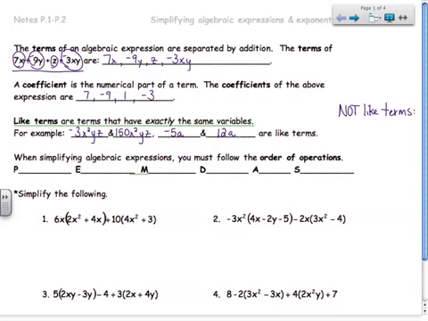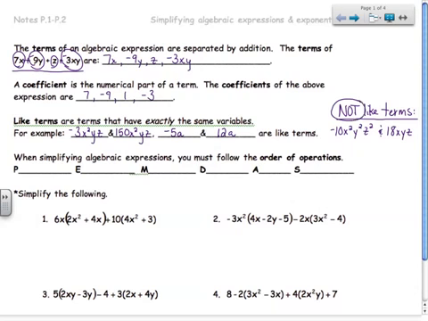Now the thing you want to be careful about, I'm going to put over here, not like terms, is that even if terms have the same variables, they also need to be raised to the same power. So these two would not be like terms. Let's say we have negative 10x squared y squared z squared and 18xyz. Even though those both have x, y, and z in there for the variables, they're not raised to the same power, so they are not like terms.